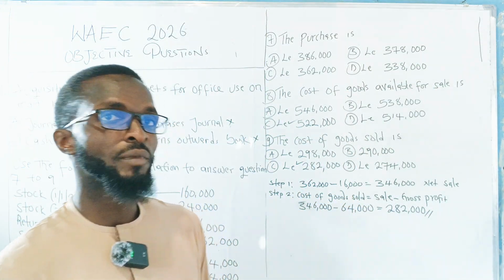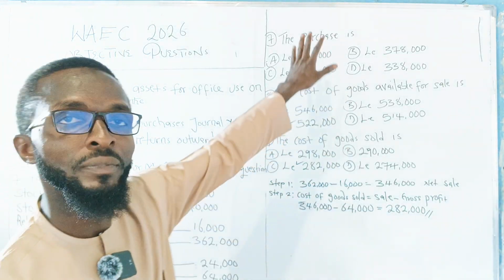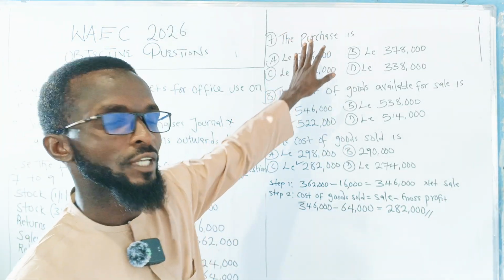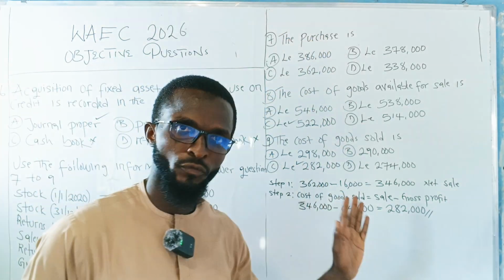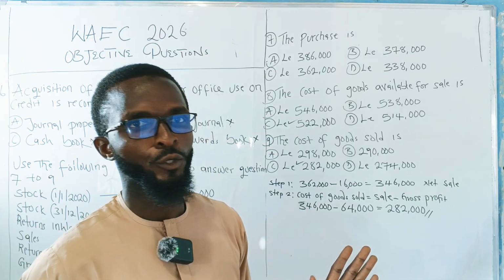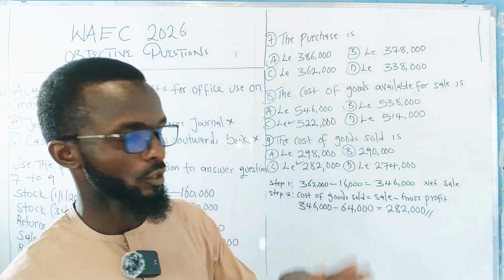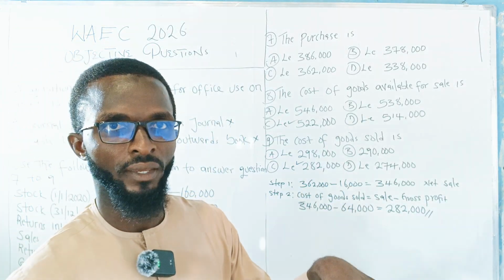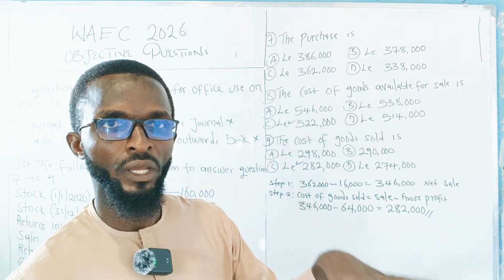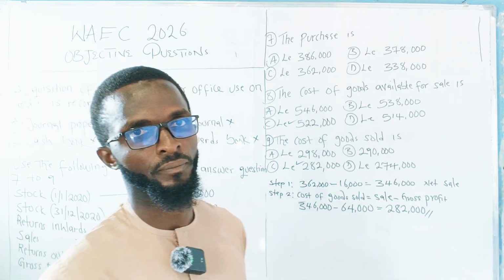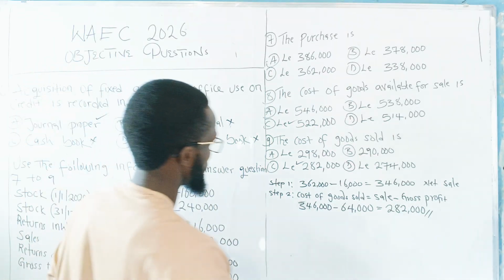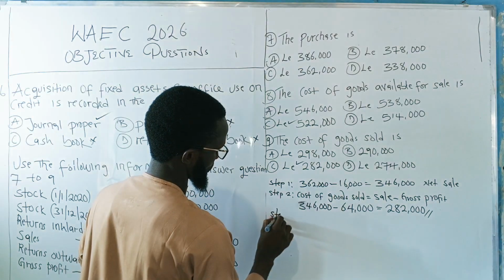The next thing, remember you are still trying to determine the purchase. I'm trying to take you step by step for better understanding, not just memorize the answer, but understand the process, why the answer is right and why the other options are wrong. So let's call it step 3.